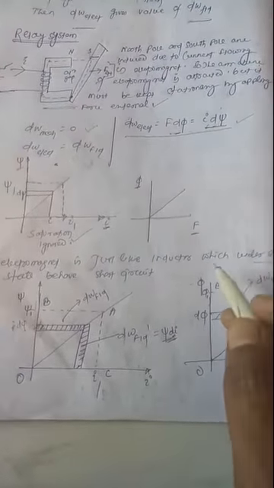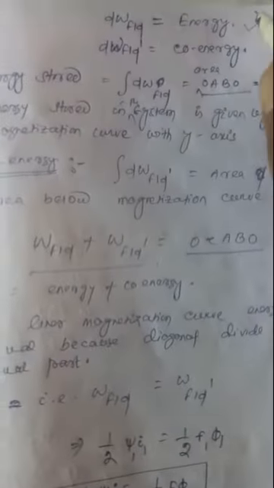This motor, that means this relay system, draws a constant current. So this dWFLD will be your energy, and dWFLD dash is your co-energy. Okay, this portion, dWFLD, is your energy, and this will be your co-energy. The sum of dWFLD plus dWFLD dash is equal to your total energy stored.